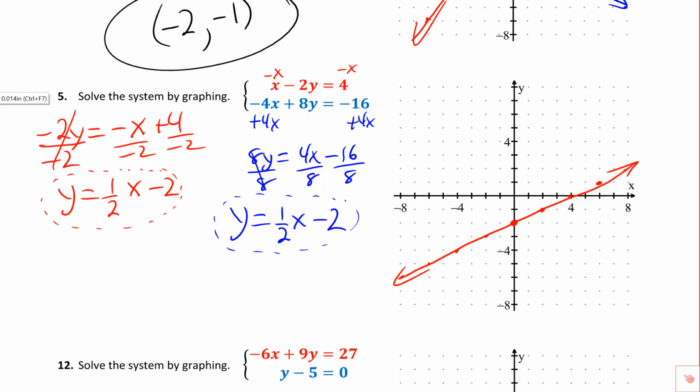And then we're going to look at the blue one. Now take a look at the blue one. This one crosses at negative 2. That's interesting. Hey, wait a minute, look at this.